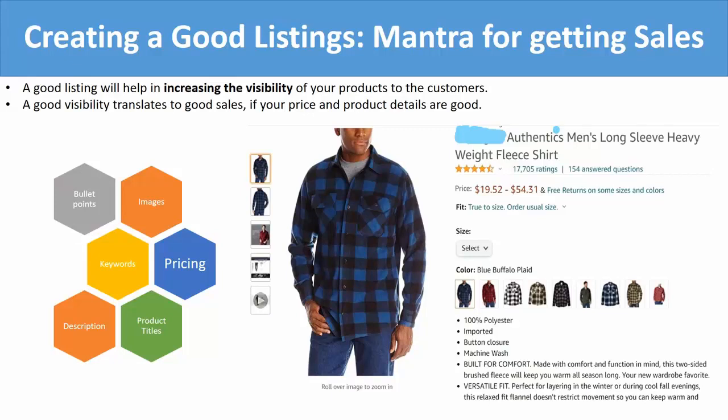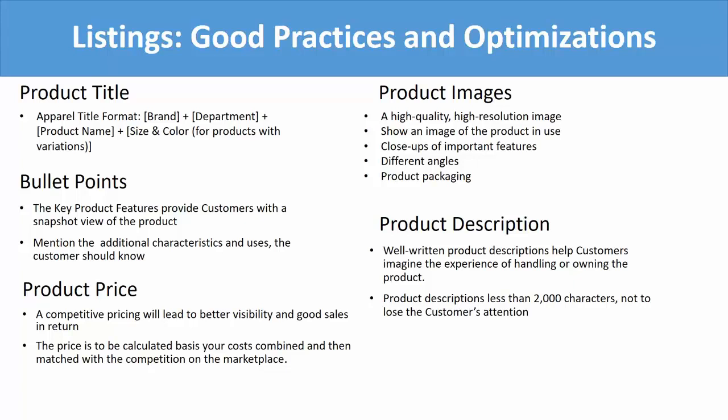So in a listing, there are six things which are very, very important, and you have to ensure that all of these six things are mentioned very correctly. These are bullet points, images, keywords, pricing, description, and product titles. Again, these are the things that are important. Product title should have all the necessary keywords in it. For example, if it's an apparel product, you have to mention the brand, the department as in whether it's a t-shirt or a jeans or what the product is.